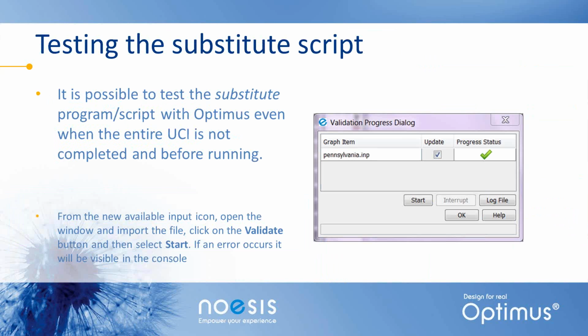So once you have coded the program for the scan and for the substitute, you can test this UCI for the input, even if the entire UCI is not completed. And before running, you can just, from the new available icon, click on validate, and you can see what is happening. If you have an error, this will be prompted in the console. So you can really check what is going on before going ahead with the further steps.